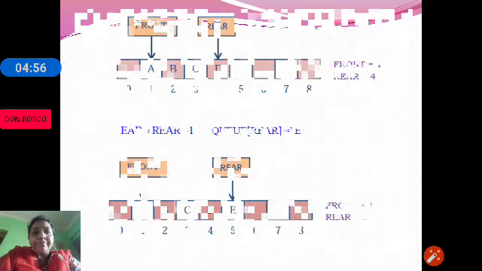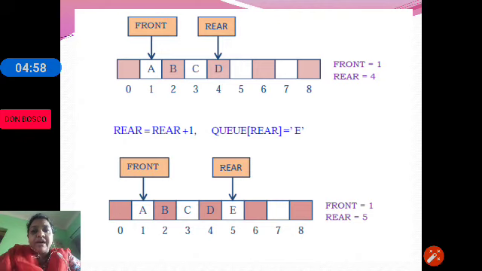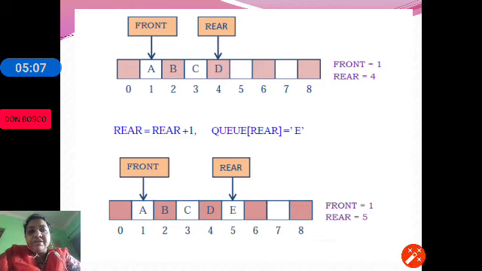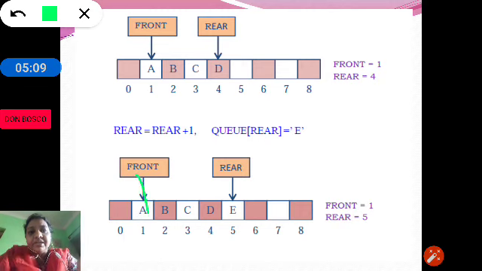Similarly, when we delete an item, imagine in the previous example front was pointing to 1, where the item A was placed. Now we want to delete an element, that is, we want to perform the DQ operation. If I want to delete an element, the item deleted will be A and front will point to B.